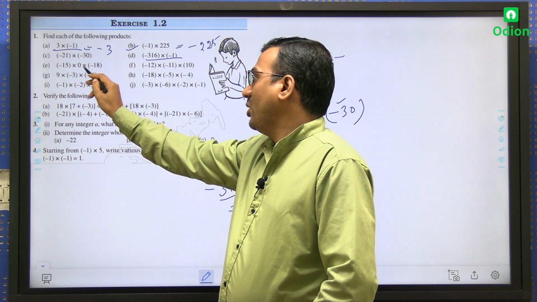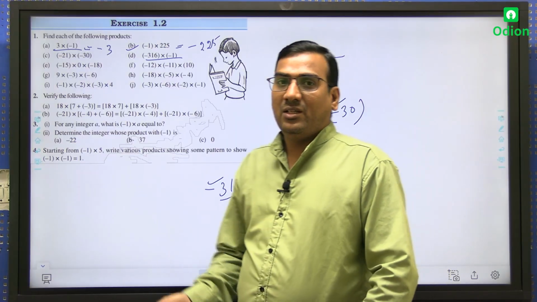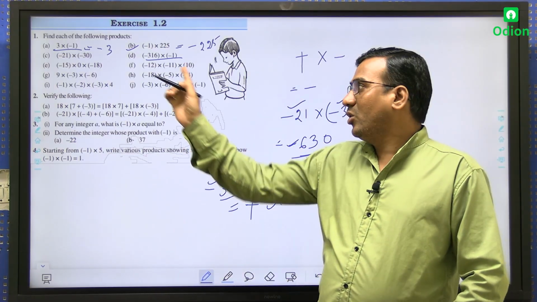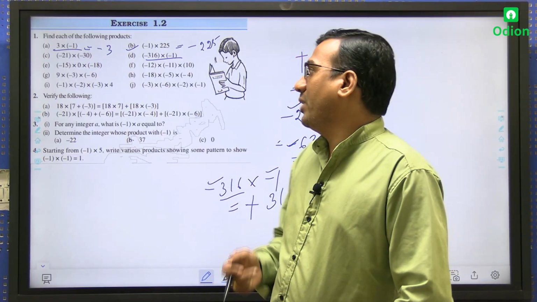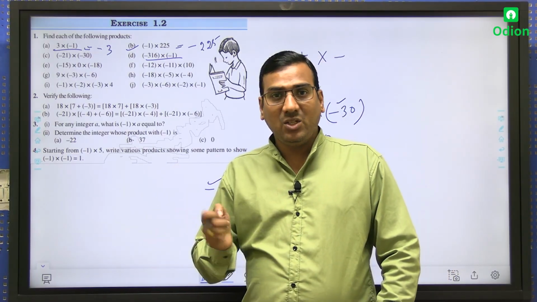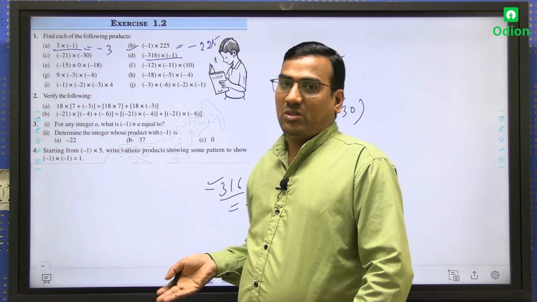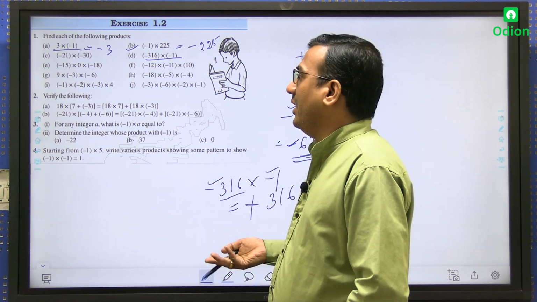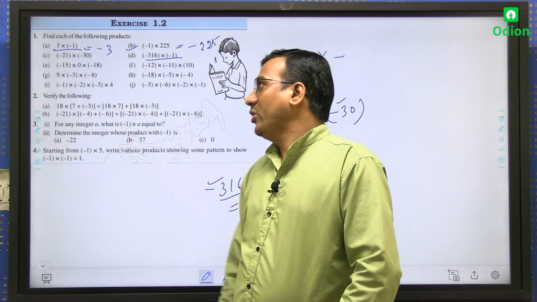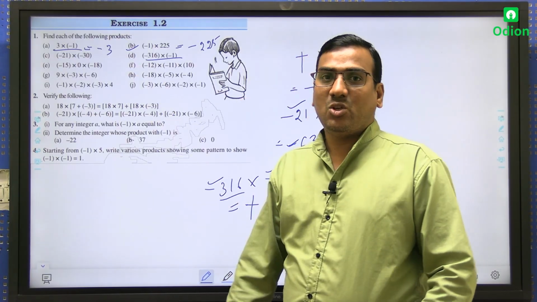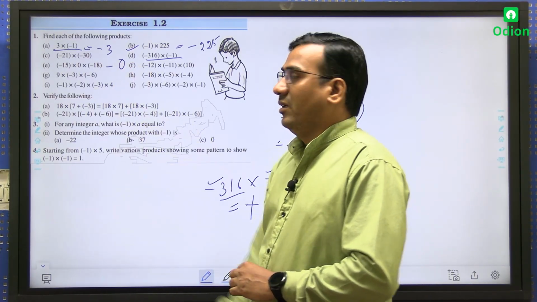15, 0, -18. It is so simple to find the answer. As I already discussed with you students, if I multiply 0 with any number, the result is 0. So no need to think whether the answer is positive or negative. Don't worry about that. If I multiply 0 with any integer, the answer is 0.